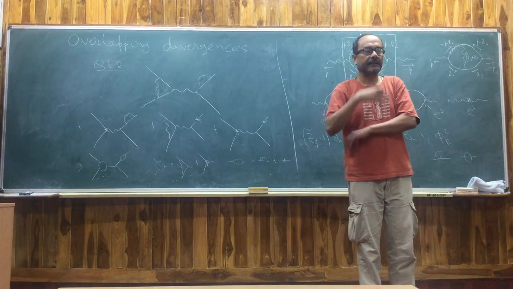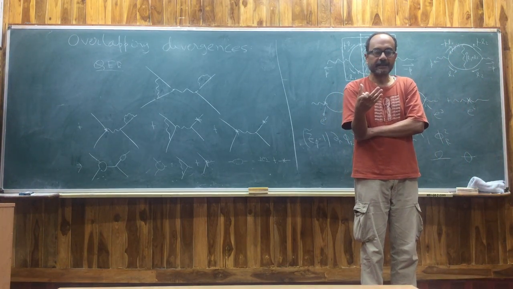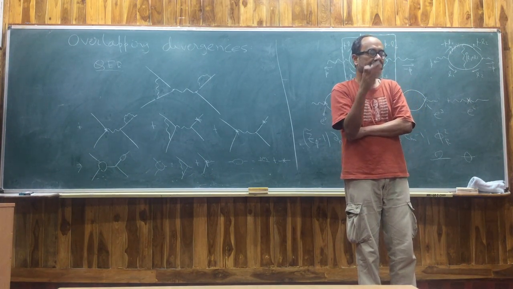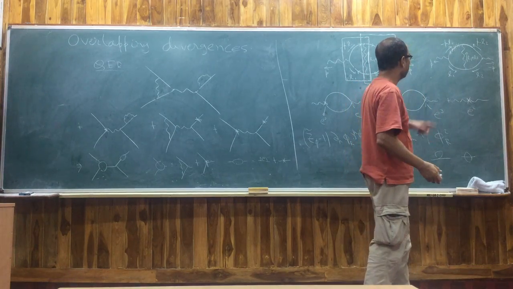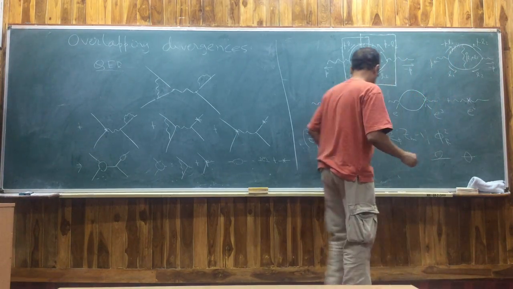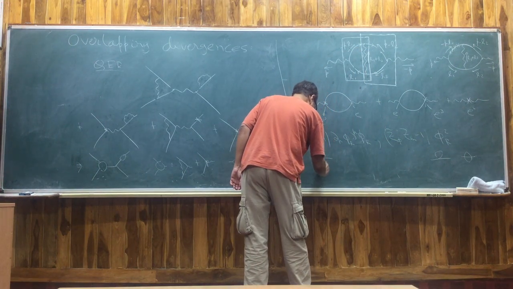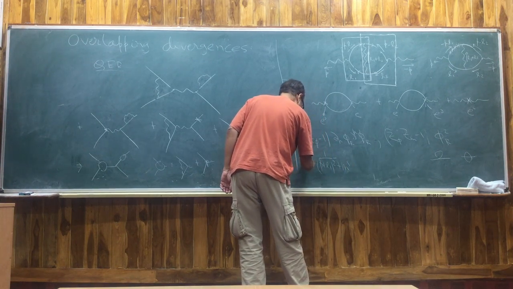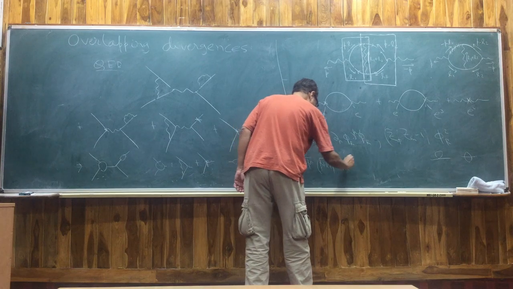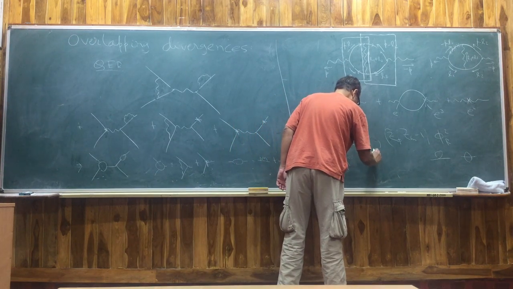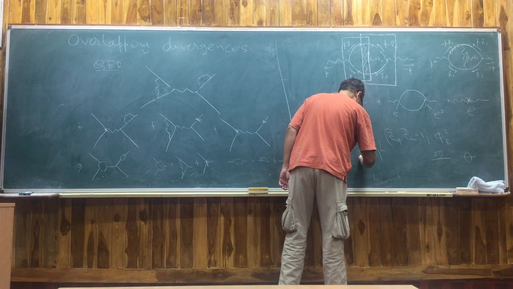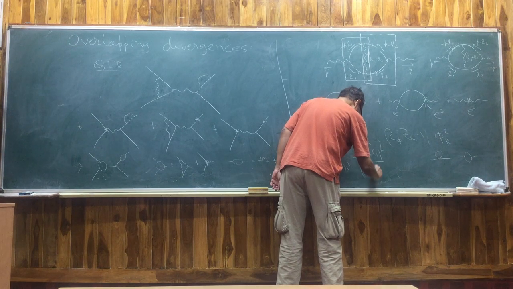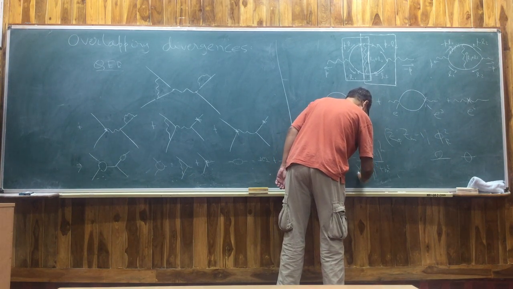Now, every time you act with a derivative with respect to p, you bring down one power of our loop momentum, right? Because if you take 1 over p plus L1 whole square plus M square, and act with del del p mu, you get p plus L1 mu, a factor of 2, over p plus L1 whole square plus M square, whole square.